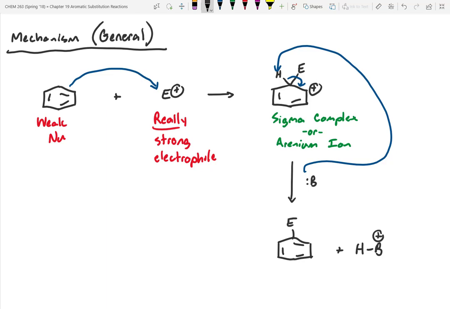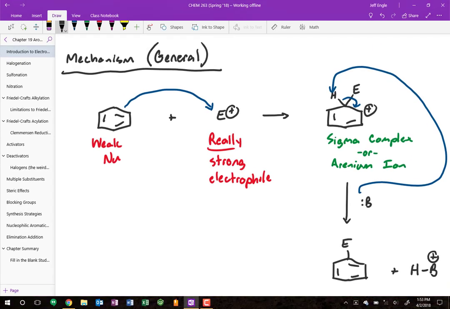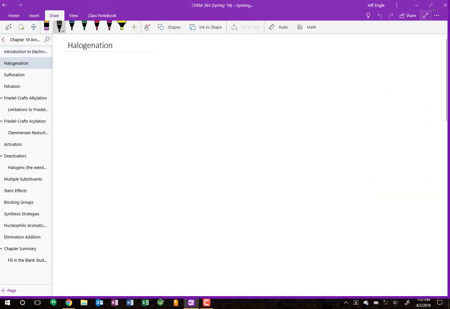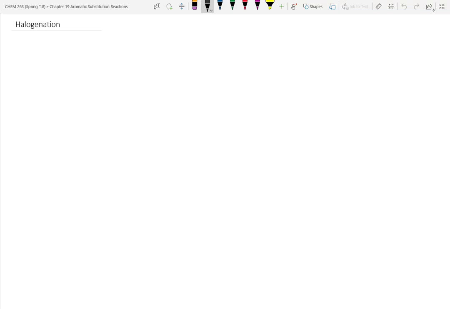So that kind of leads me into my next point. Let's do the halogenation reaction first. Typically there's two different types of halogenations that you'll see. You'll see bromination and you'll see chlorination. You really don't see fluorination that often, at least in our textbook. However, it's becoming a lot more popular, especially in medicinal chemistry. So let's take a look at the most common ones that we'll see.